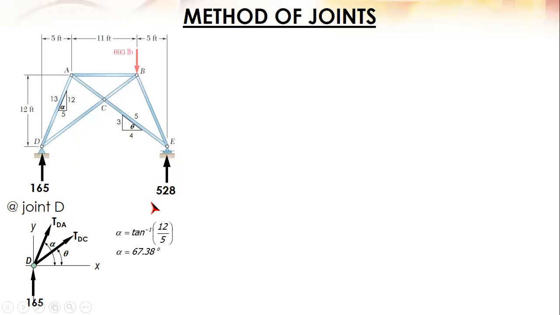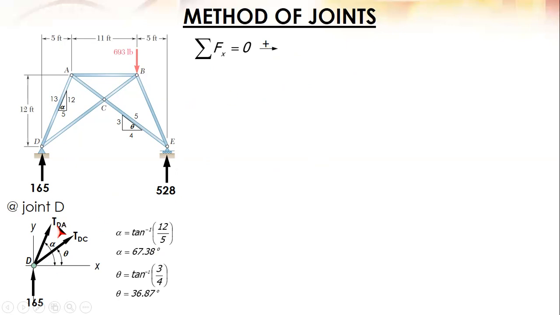So solving for theta, we have arctan of 3/4, and we have theta equal to 36.87. And after this, make use of the conditions of equilibrium. Summation of force along the horizontal equal to 0. Force going to the right, positive.